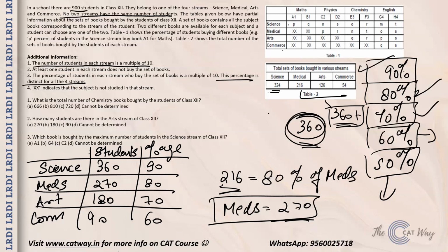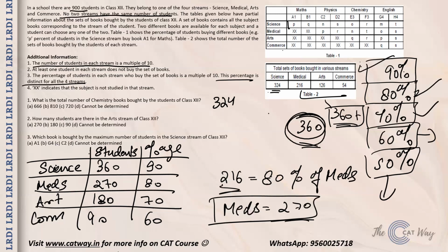Now maths books will be bought by 90% of the students, physics by 90%, chemistry by 90%, English by 90%, and so on. Now let us move towards the questions. What is the total number of chemistry books bought by the students of class 4? Chemistry books: of the science stream guys, 90% of them bought the chemistry books. So that means 324 students from the science stream bought the chemistry book. I told you very early that if 324 sets are there, every guy is going to buy one book. So if 324 sets have been bought, that means 324 chemistry books have been bought.